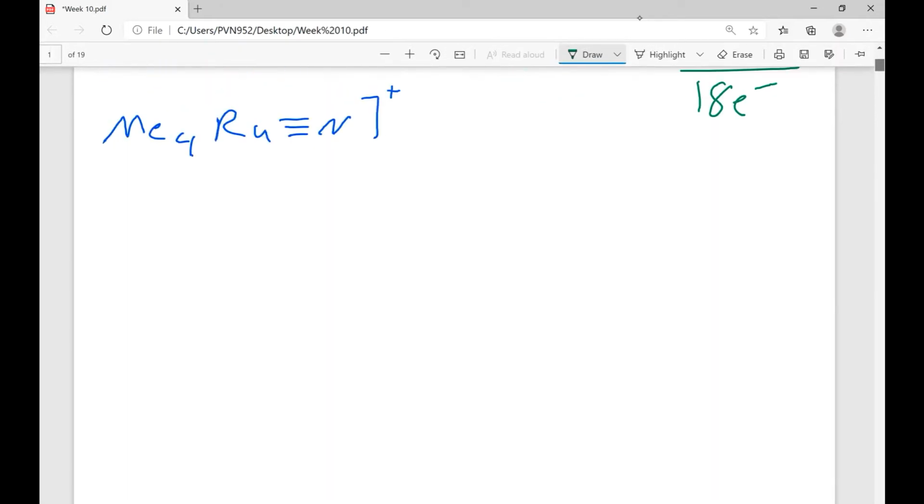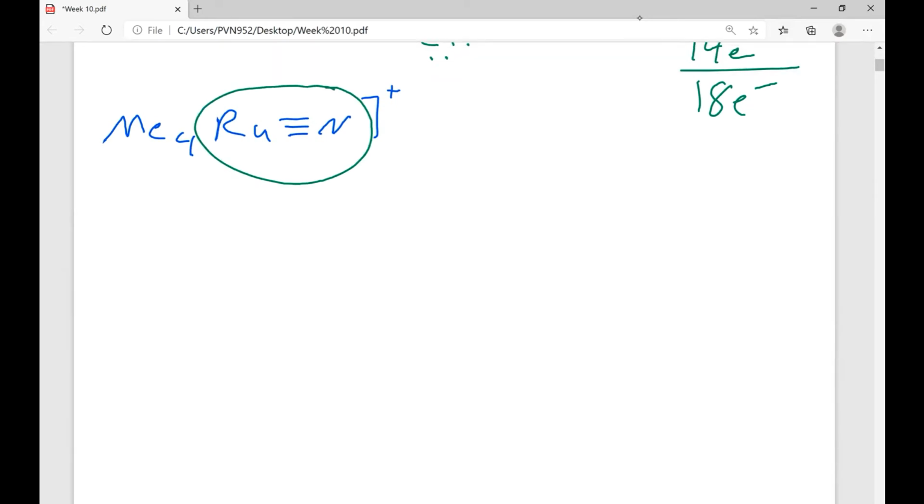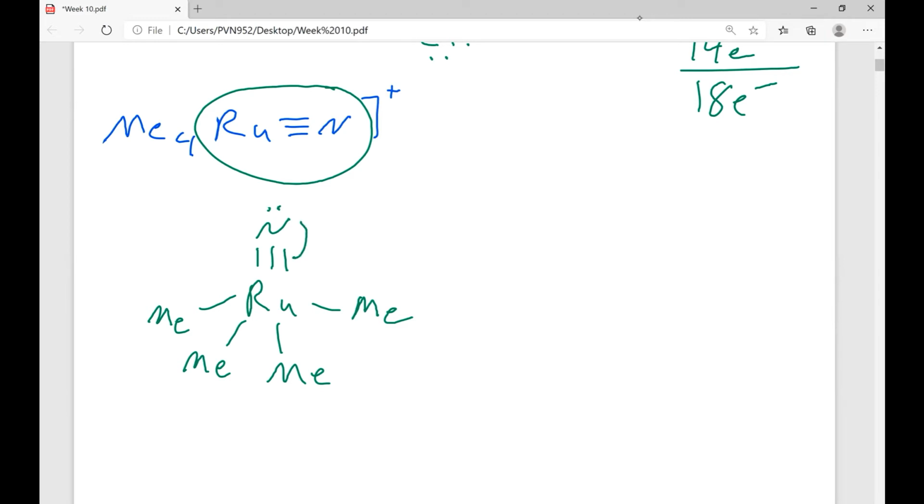The next one I want to look at is a terminal nitride. So this is a weird compound. This is a ruthenium with a triple bond to a nitrogen, and it has 4 methyl groups. And it has a net positive charge. So what we can do is we can push electrons back. So here we're going to push actually 3 pairs of electrons back to that nitrogen.